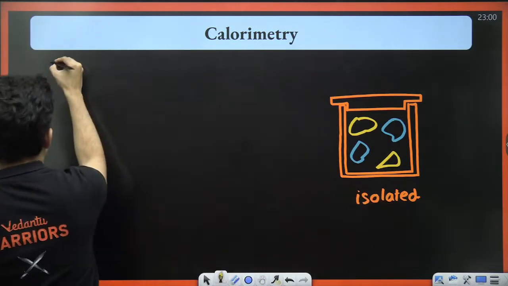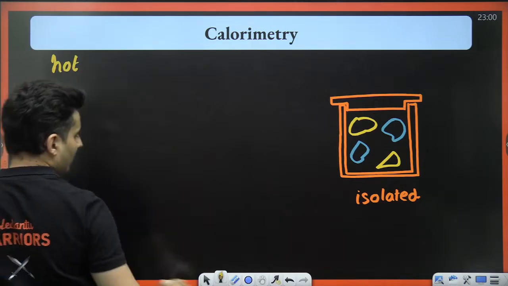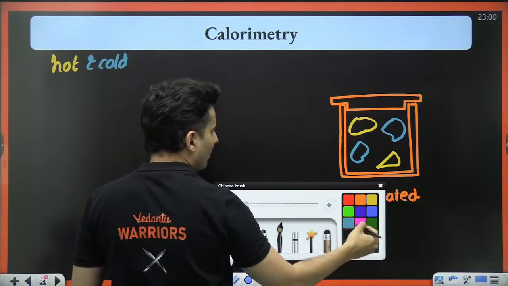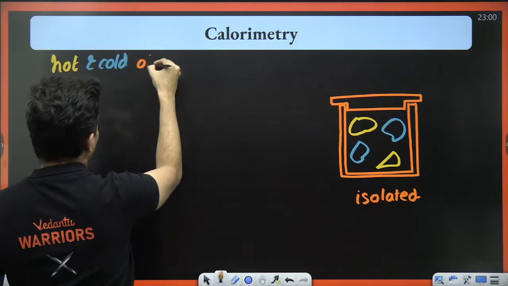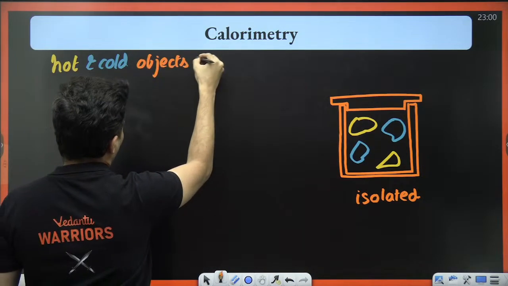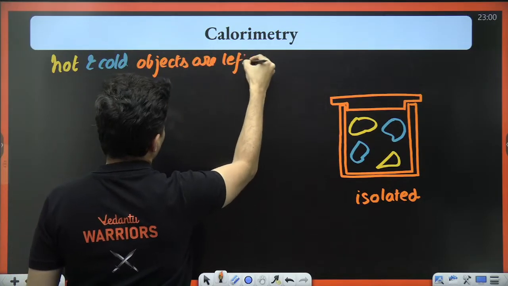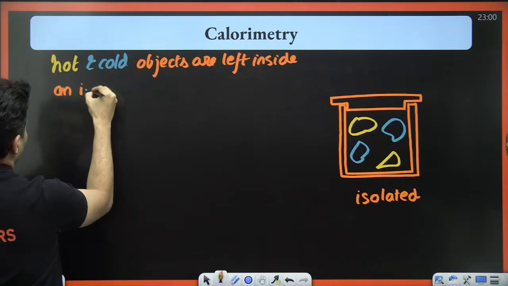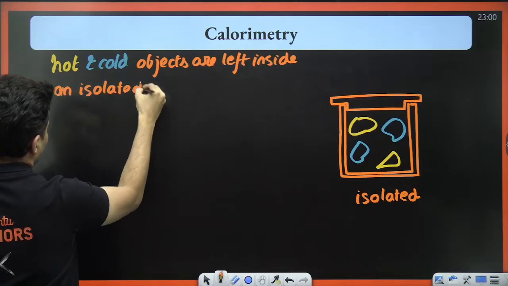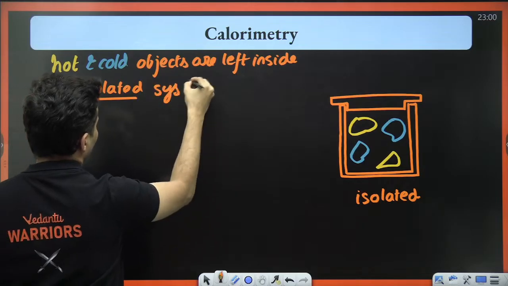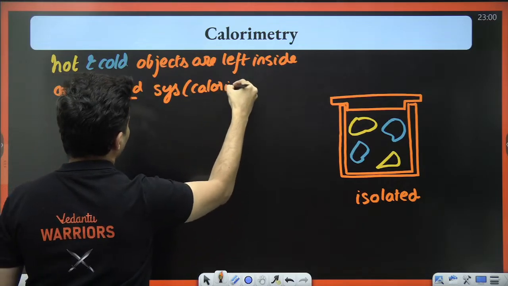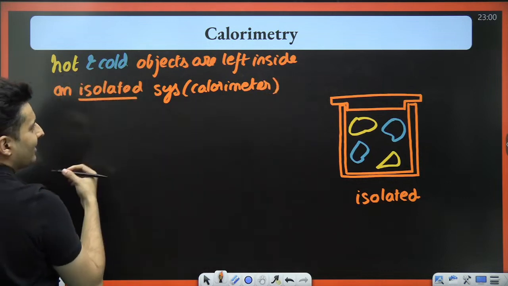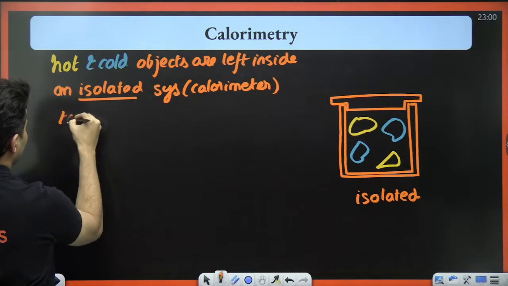So, if hot and cold objects are left inside an isolated system, which is often called a calorimeter, the total energy is conserved.